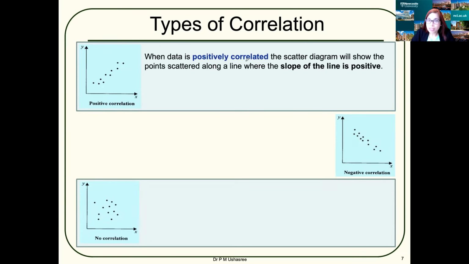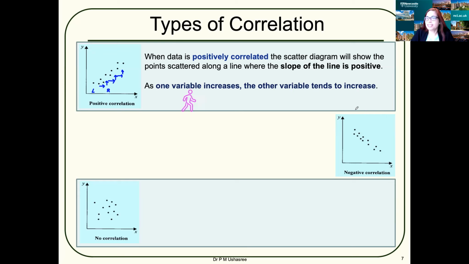When data is positively correlated, the scatter diagram will show points scattered along a line where the slope is positive. That is, as you go along the x-axis from left to right, y value increases. In other words, as one variable increases, the other variable tends to increase. For example, the best example I can give you is, the more I exercise, the more calories I will burn, isn't it? So that is a positive correlation.